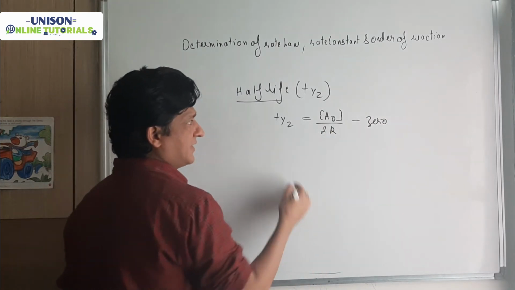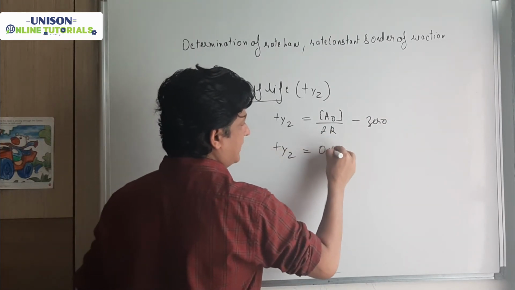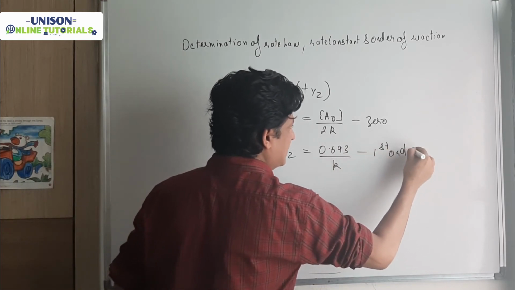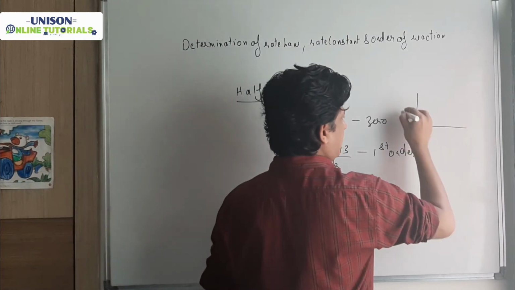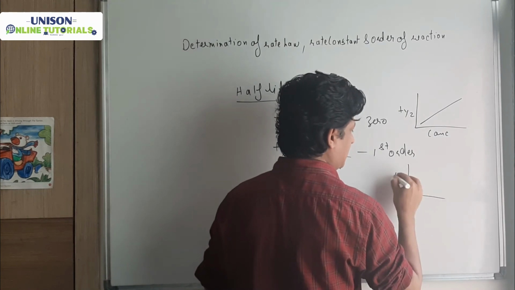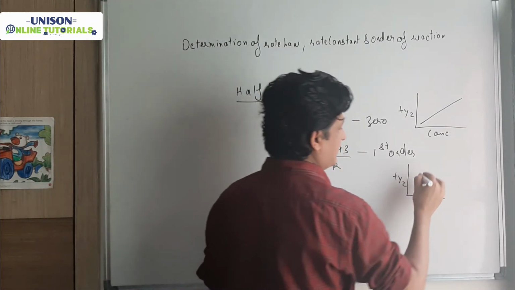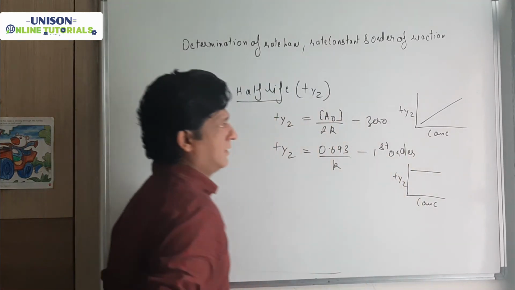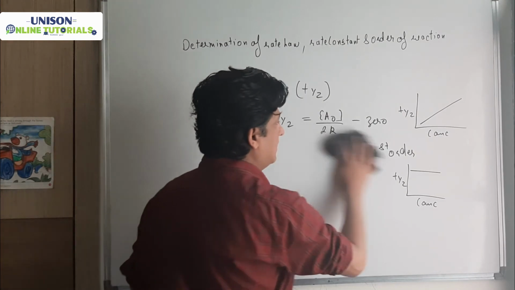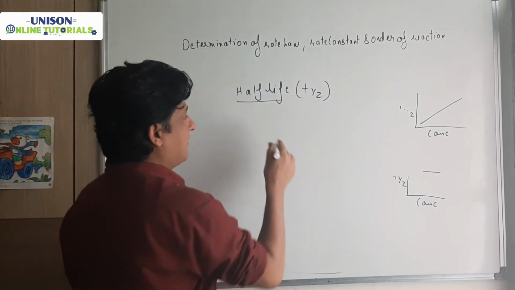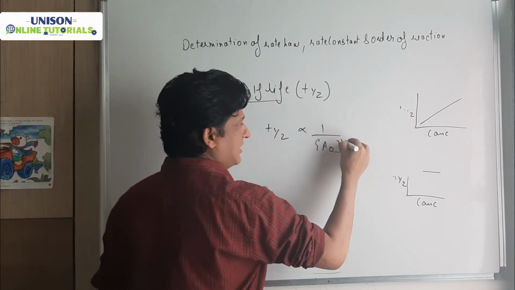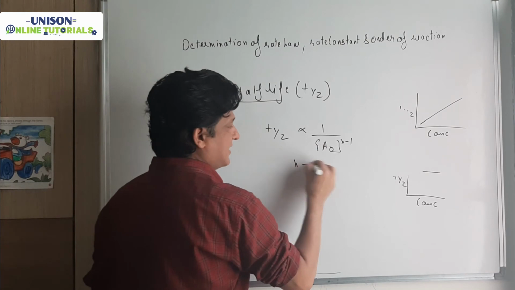Clear? We also derived this. t half is 0.693 by k for first order. So from here we can see that t half for zero order versus concentration is directly proportional, whereas for first order, t half versus concentration is independent. Clear? So we can have a general form: t half proportional to 1 upon a naught raised to the power n minus 1, where a naught is the initial concentration and n stands for the order.